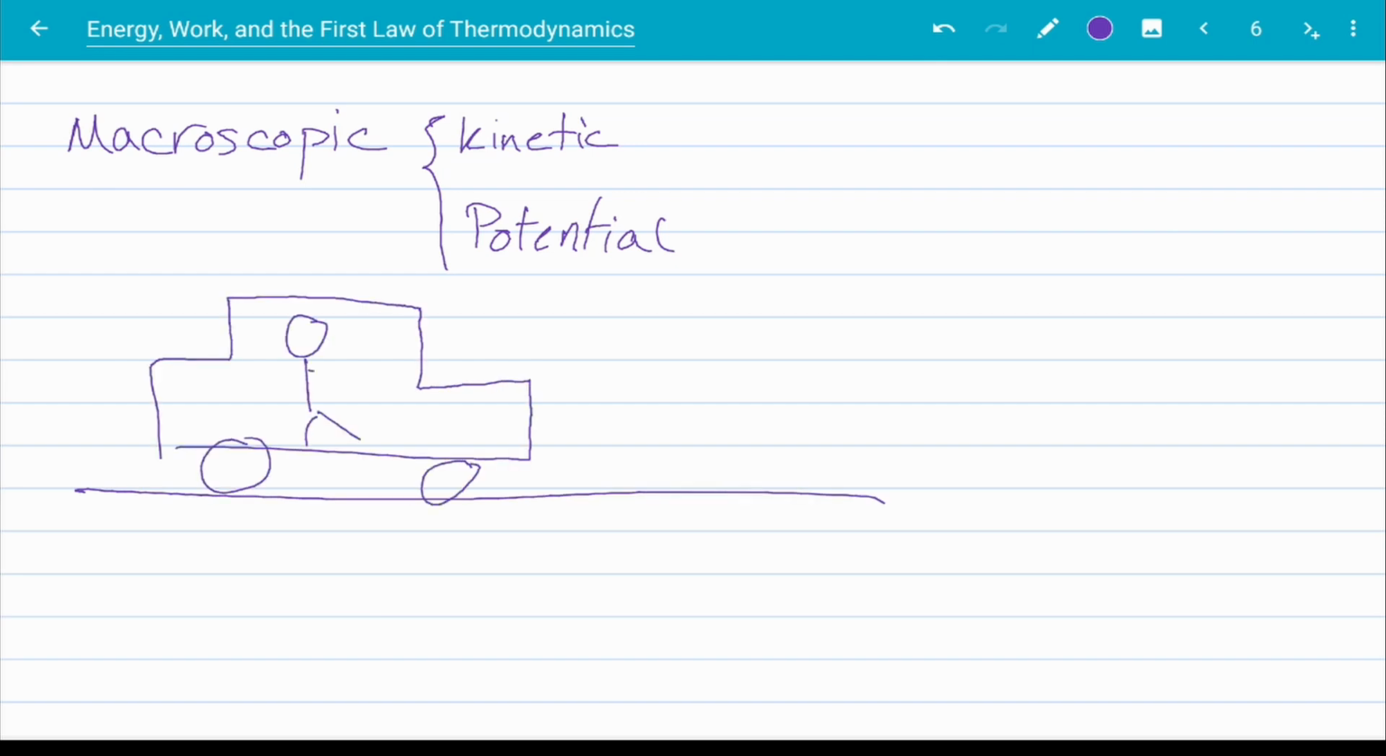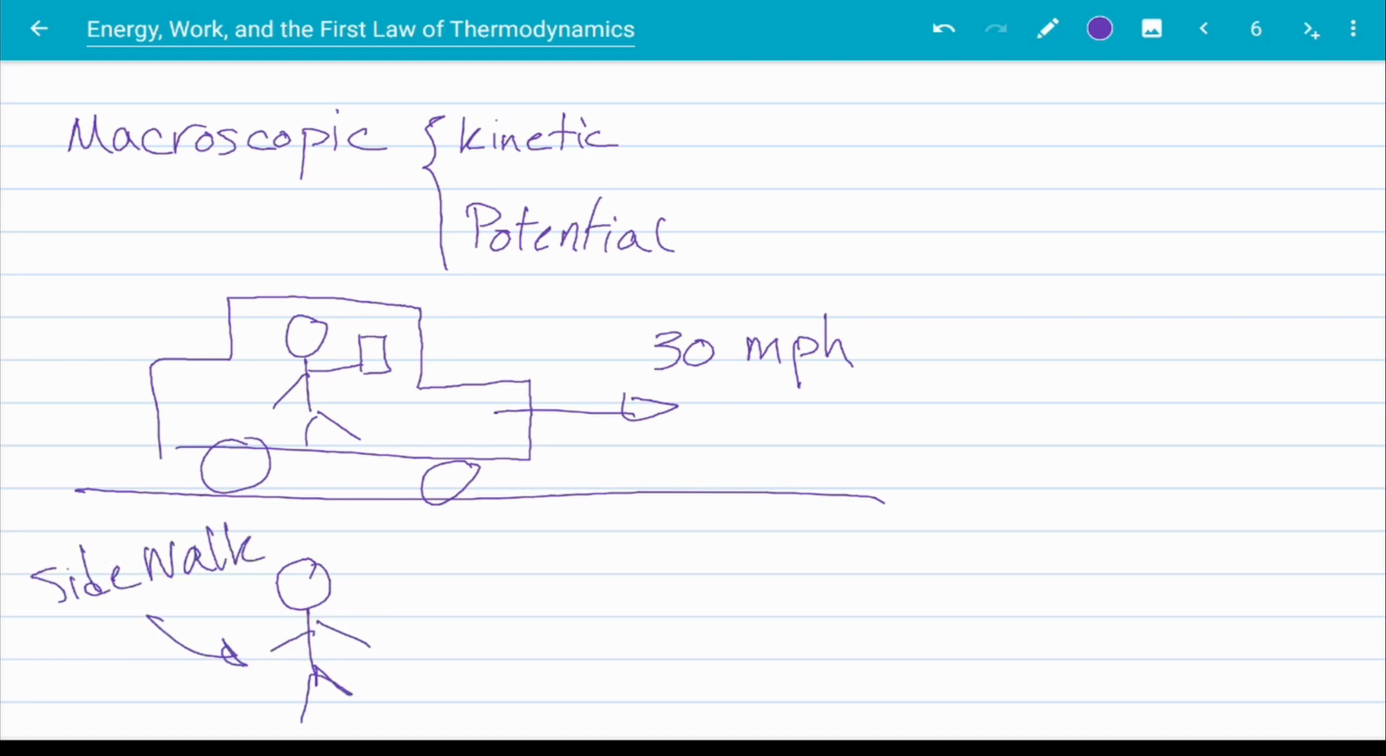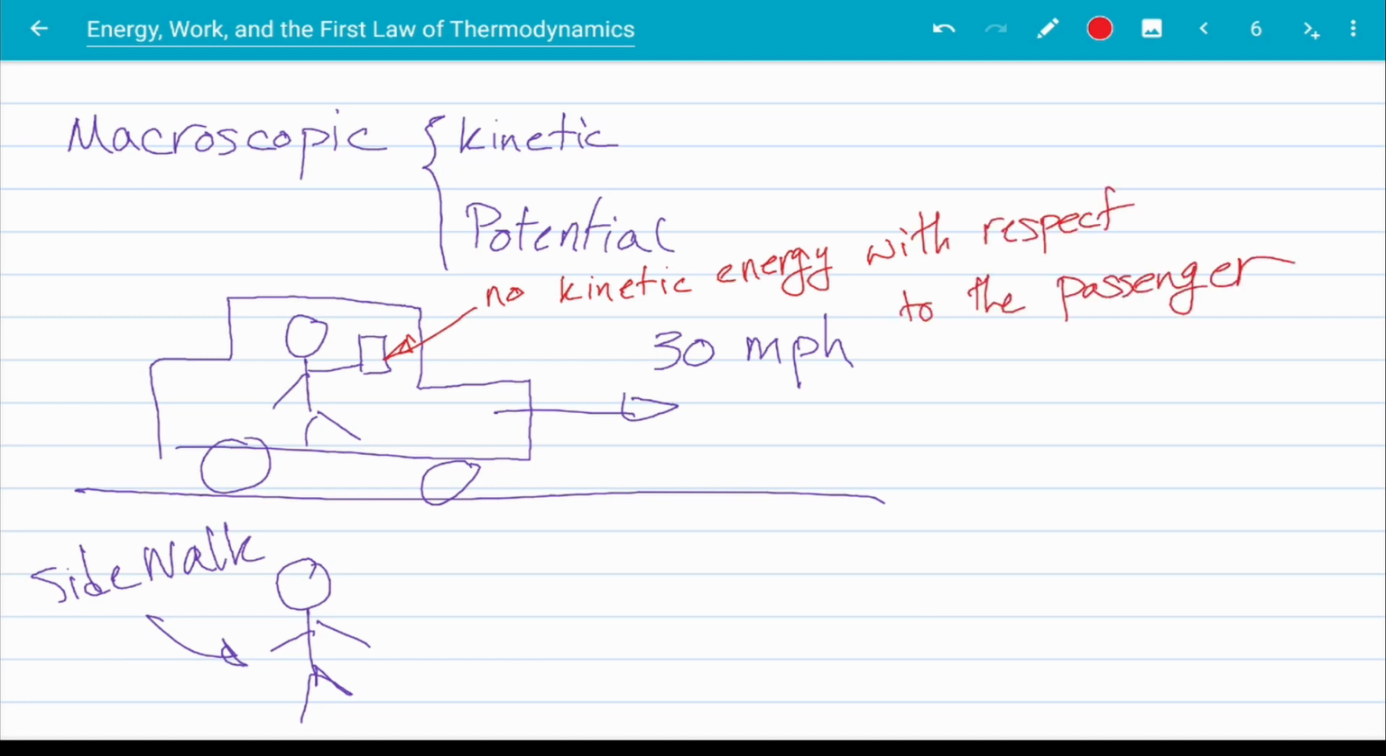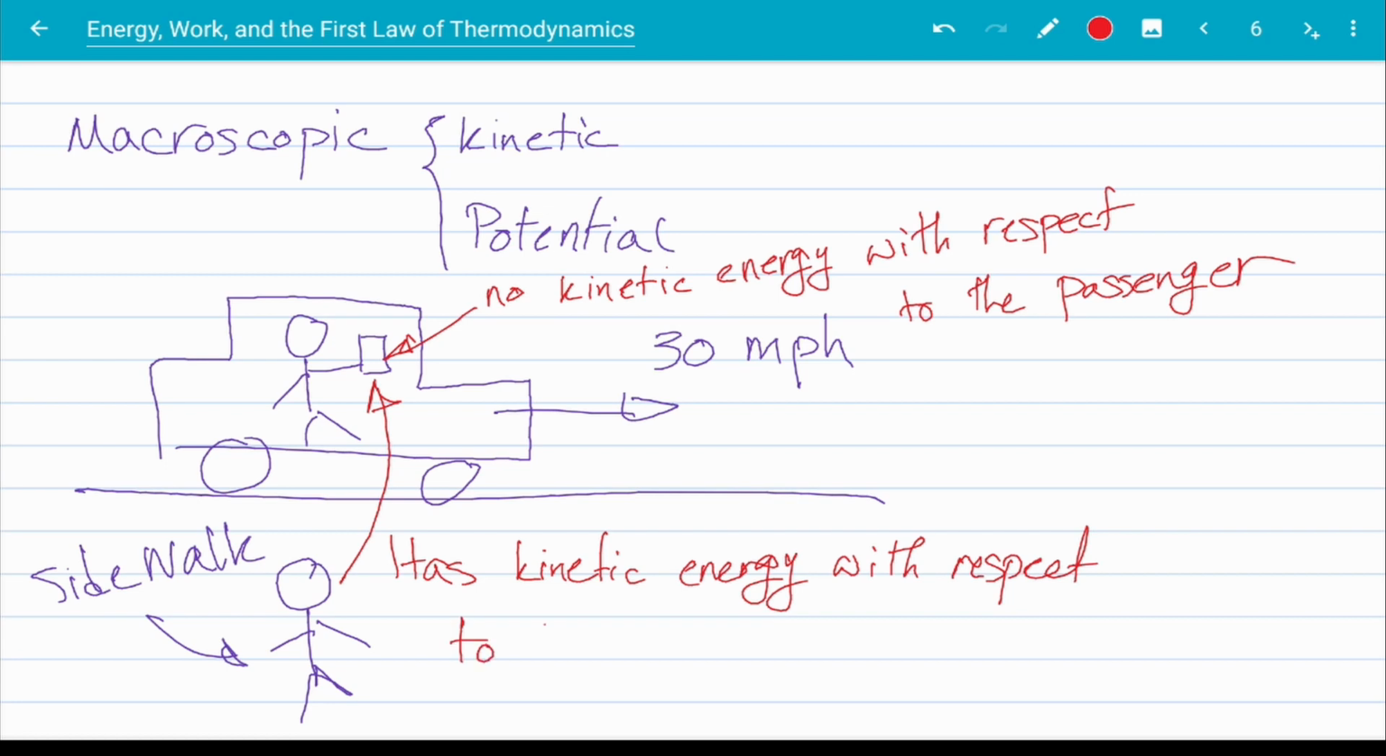Let's assume you are riding a car going at 30 miles per hour to the right, and you're holding your cell phone in your hand. There is also a guy on the sidewalk looking at you. Although you're moving at 30 miles per hour, the cell phone doesn't have any kinetic or motion energy with regard to you, the passenger. While the guy on the sidewalk sees a cell phone moving at 30 miles per hour, and so relative to him, the phone has kinetic energy. We see, based on our outside reference point, whether it's you or the sidewalk guy, the kinetic energy changes.